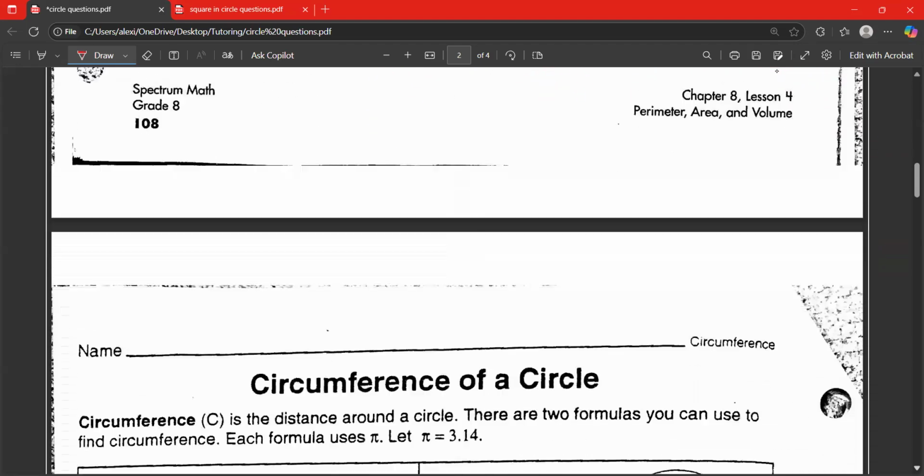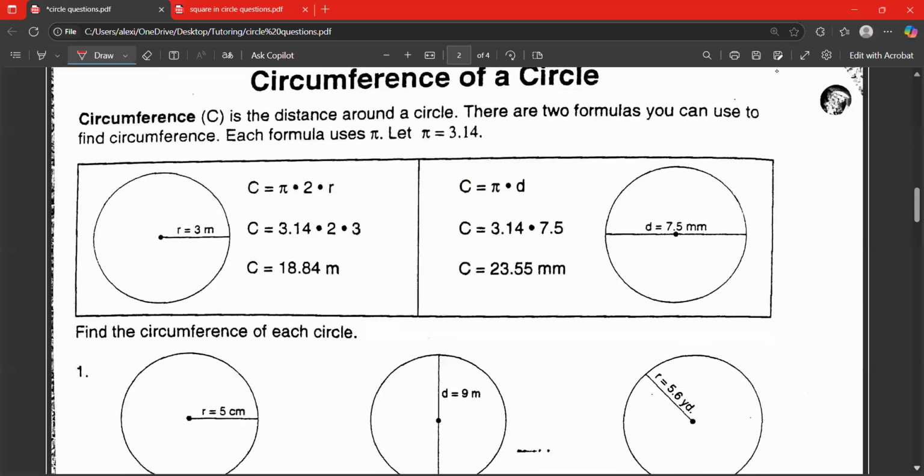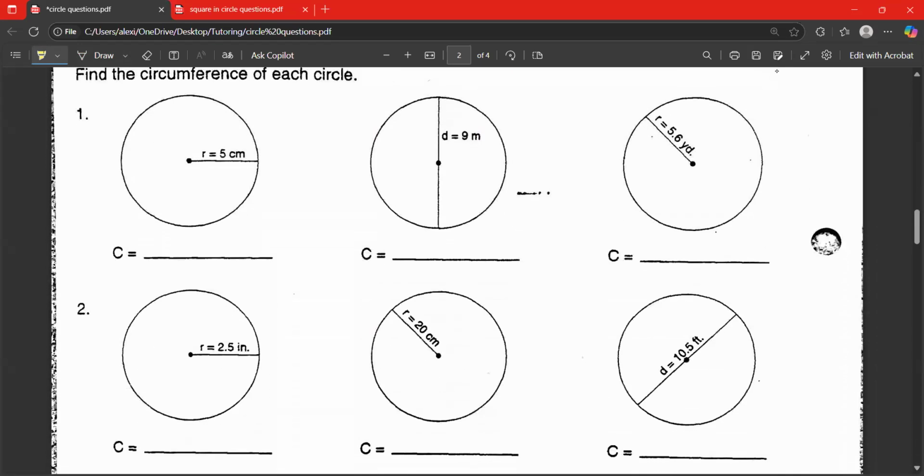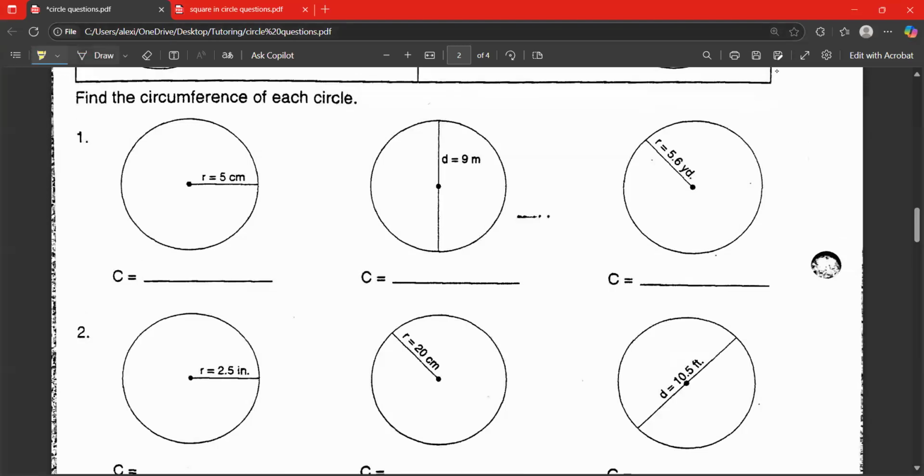All right, we're still going to work with circumference, but now they're giving us the actual circles, okay? So let's remember that circumference can be found by doing pi times 2 times radius, or 2 times pi times radius, or it can be found doing pi times diameter. We're going to leave our answers in exact form. That means we're leaving the pi. Let's do a couple of these before we end the video.